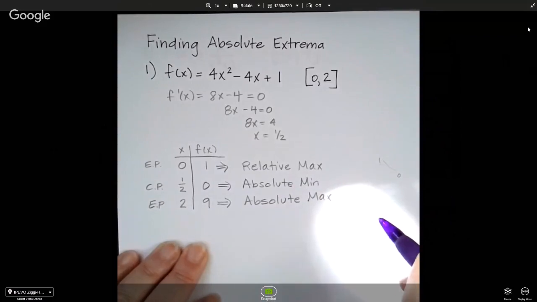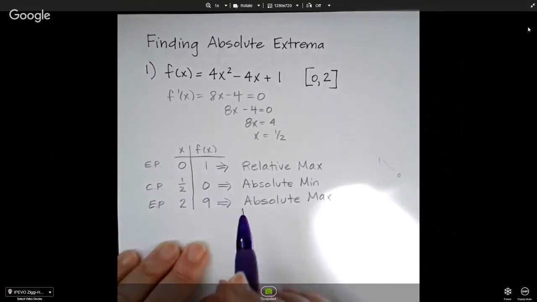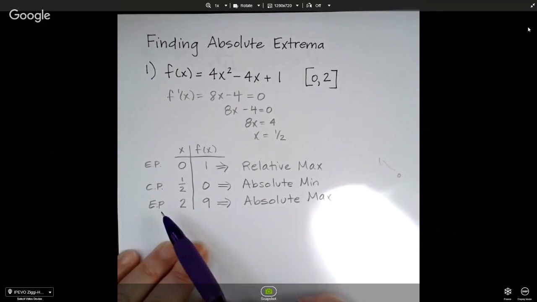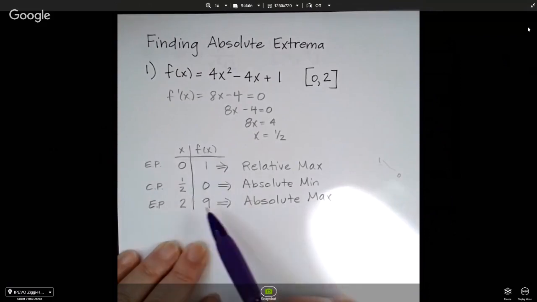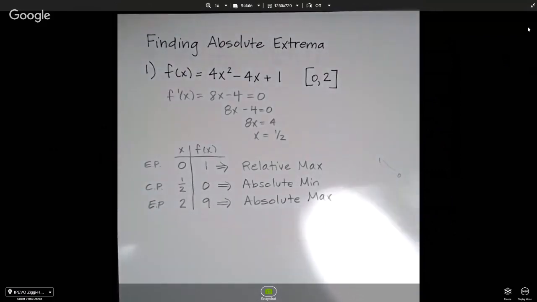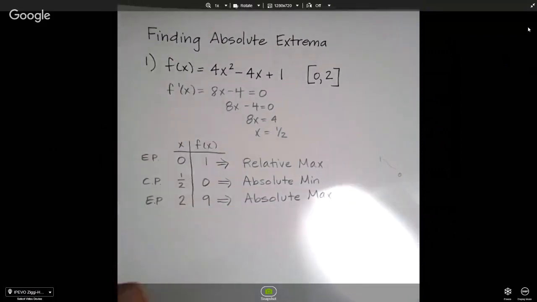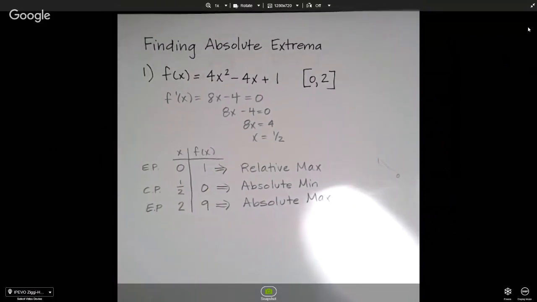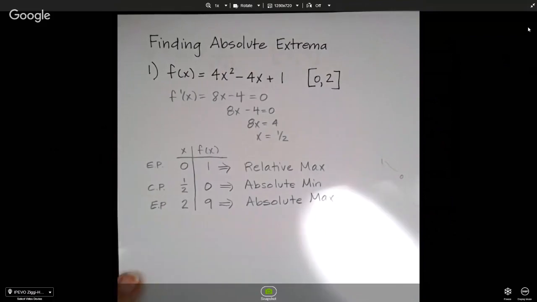So the good news, which you all love to have, I know, is that the AP people take this as enough justification for absolute extrema on a closed interval. So that's great news. So let's try another example that's a little bit more complicated. Or actually, let's use technology.